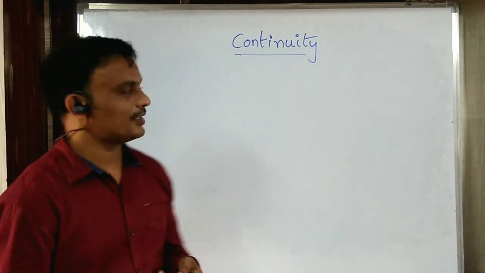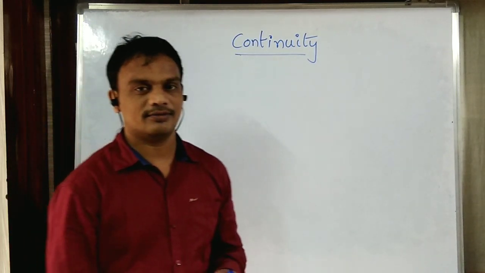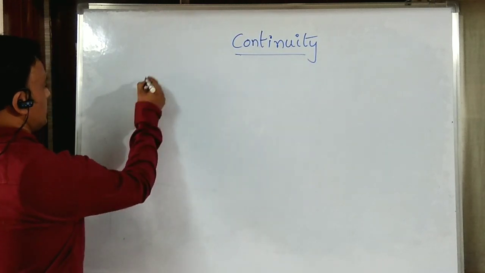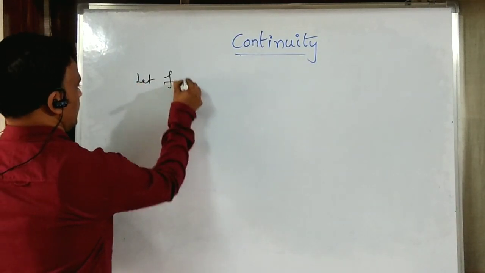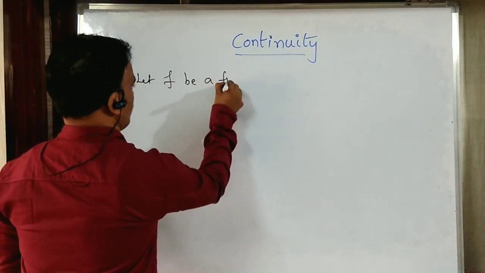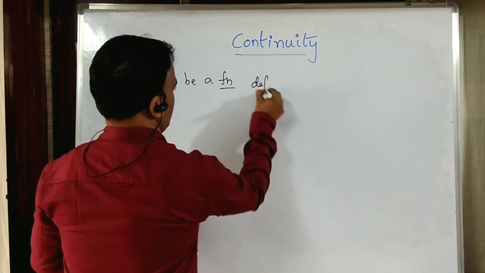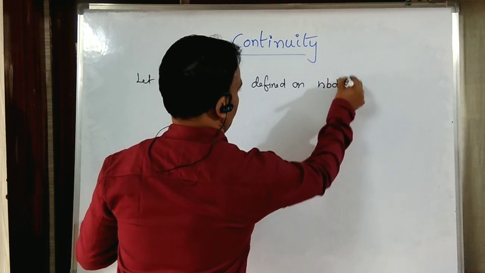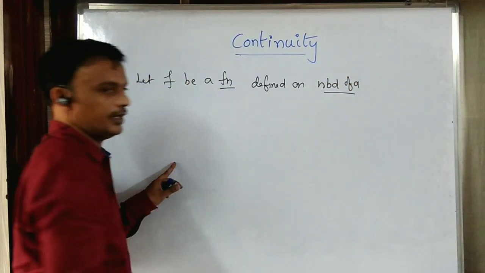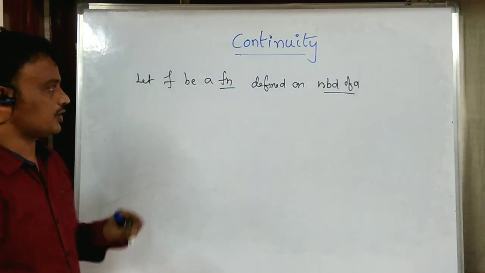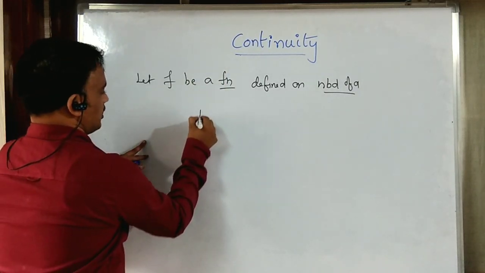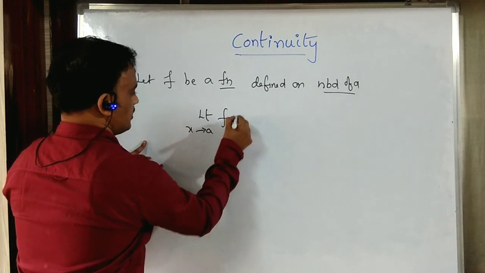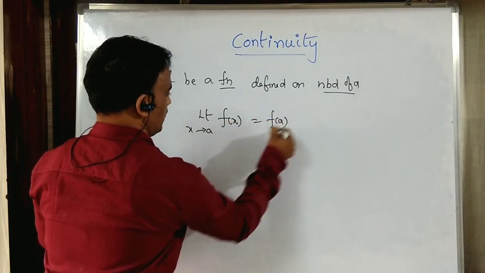Today I am going to discuss the topic of continuity. What is continuity of a function? Let f be a function defined on a neighborhood of a. Then what is the continuity of a function? f is said to be a continuous function if the limit as x tends to a of f of x is equal to f of a.